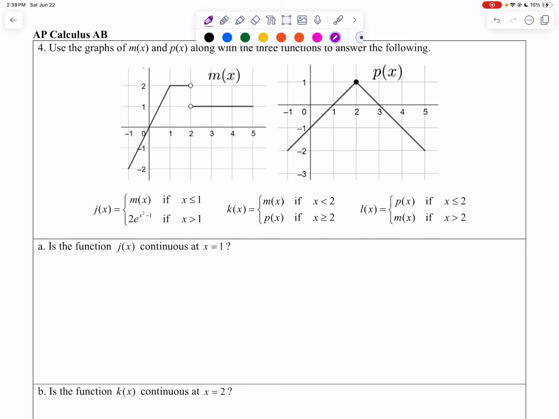So for 4a, we have, is j of x continuous at 1? Well, I gotta see if it's defined at 1. So here, j of x is defined at 1 when m of x is equal to 1. And here, that's true because that's going to give me 2. So I could say that j of x is defined at x equal to 1 because j of 1 is equal to m of 1, which is equal to 2.